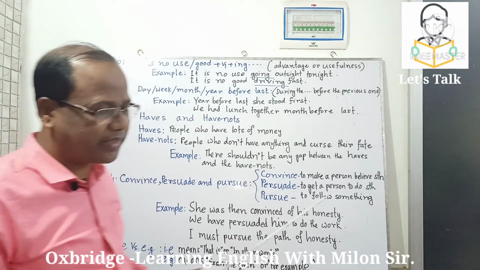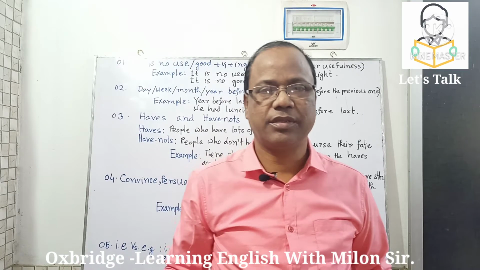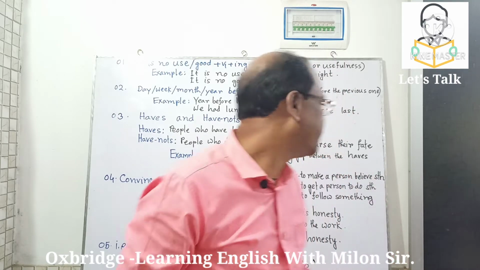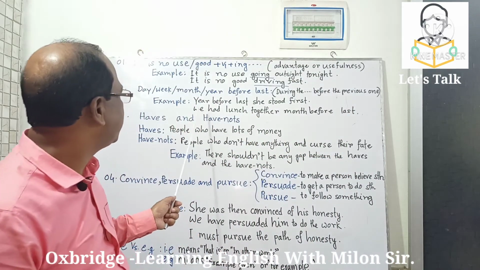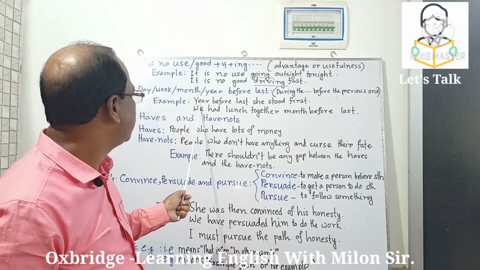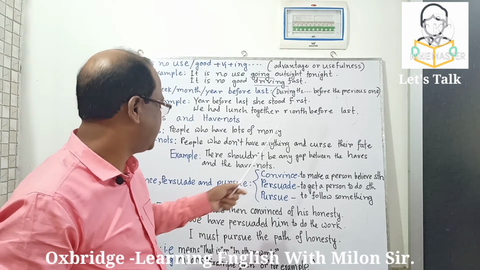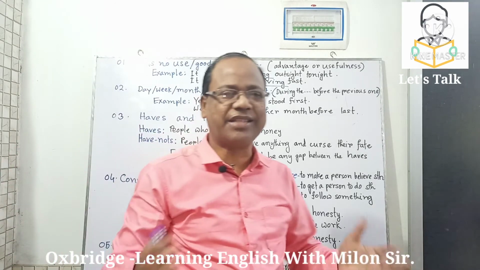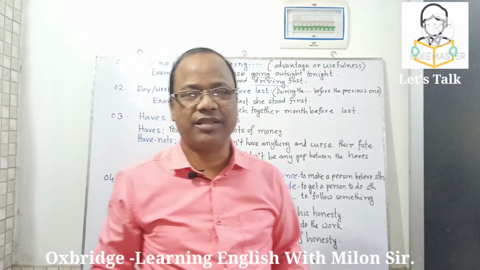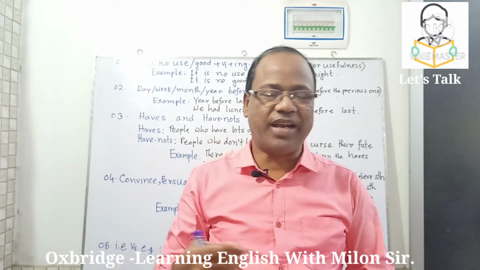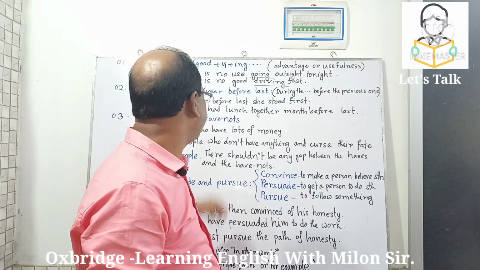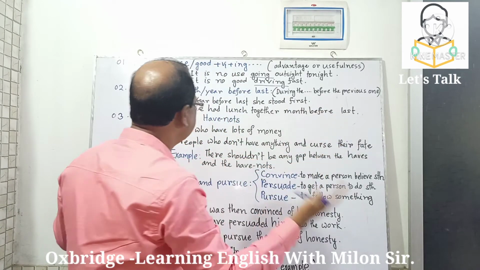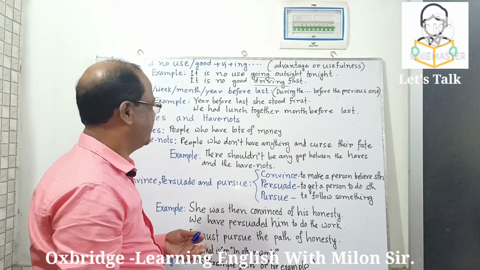So now we can see two examples for these structures. Have a look on the board. The first example, year before last, she stood fast. If you say last before year, she stood fast, then it is wrong. So you must say year before last, she stood fast. Don't say last before year, she stood fast.